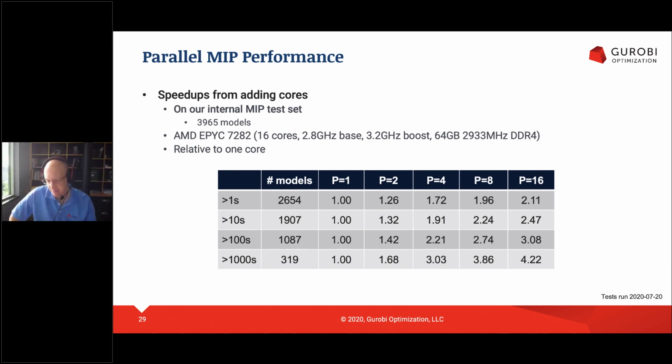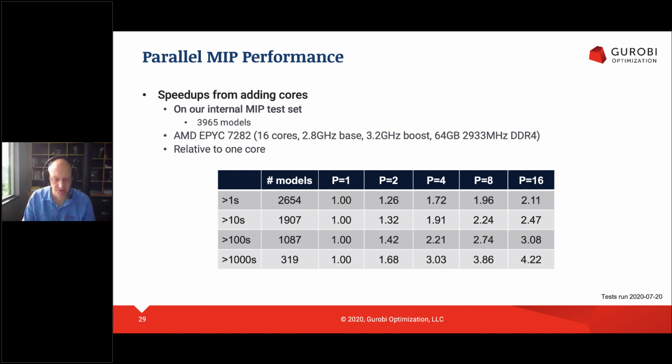And what you see, for example, on 16 cores for the harder models, is a factor of 4.22 average performance improvement across the whole set. These are geometric means of ratios of runtimes for one core versus 16 cores. So 4.22 average across the whole set of models that take more than 1,000 seconds. It's nice to get a factor of 4, but you're using 16 cores, so it'd be even nicer to get 16-fold improvement. So what is limiting the parallelism?